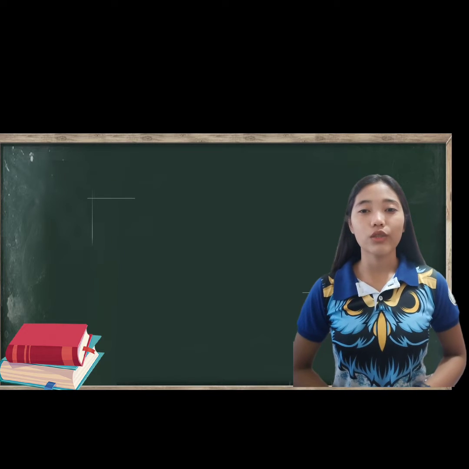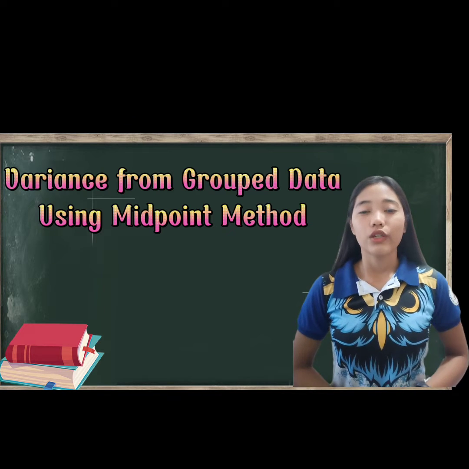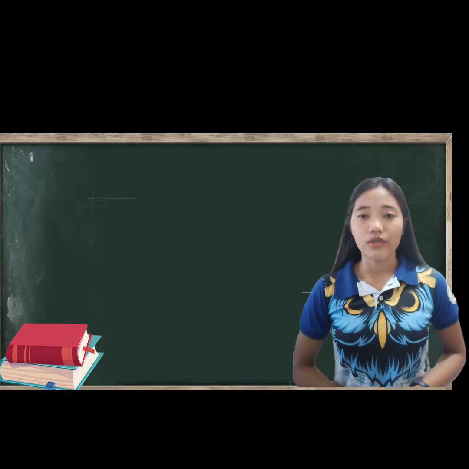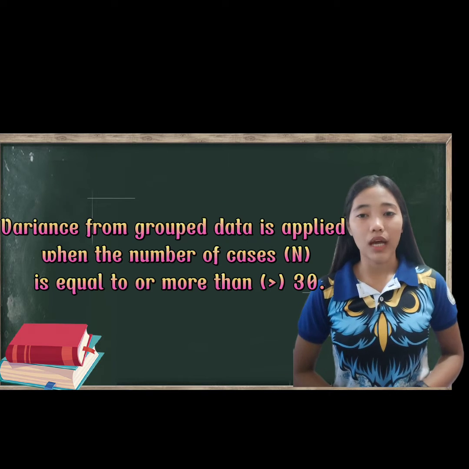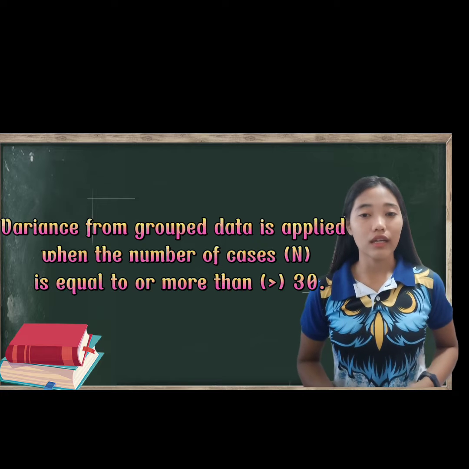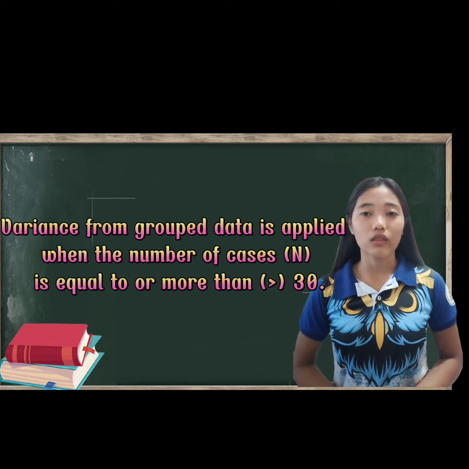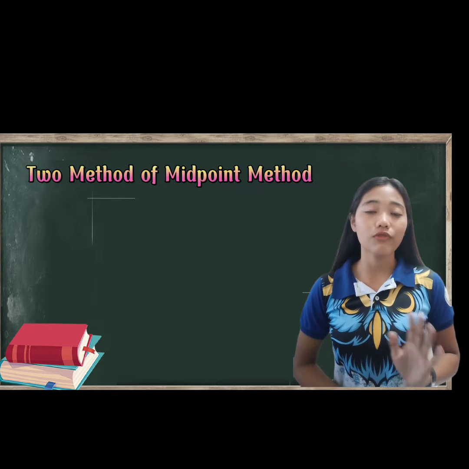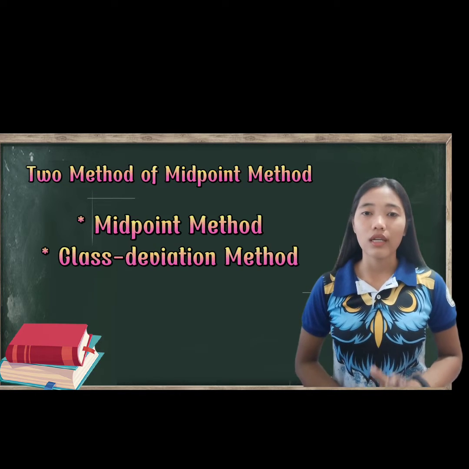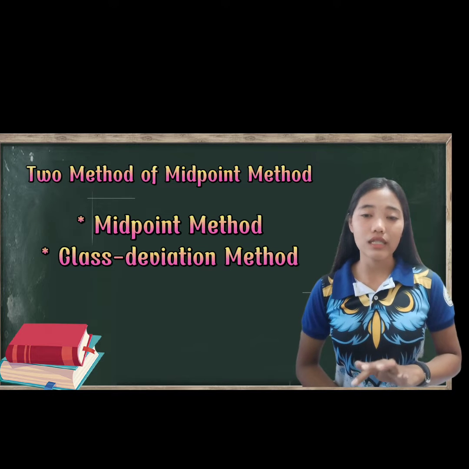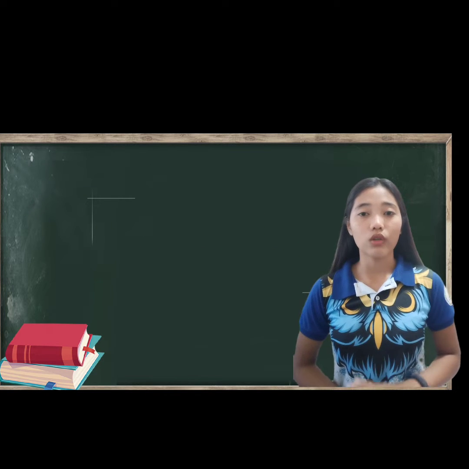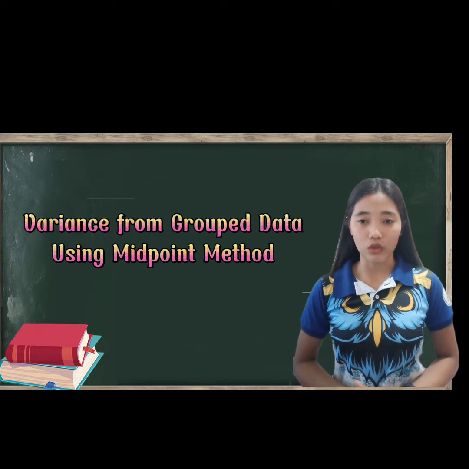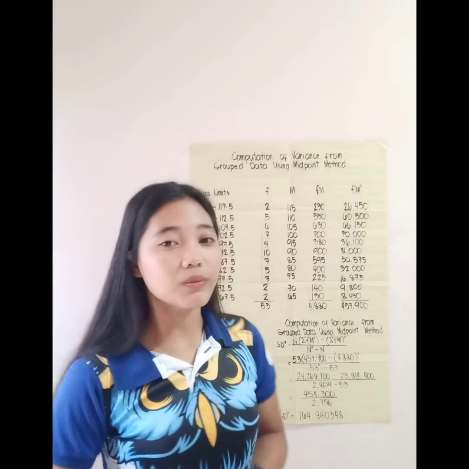Our next discussion will be the variance from grouped data using the midpoint method. Variance from grouped data is applied when the number of cases, or N, is equal to or more than 30. There are two methods of getting variance from grouped data in the form of a frequency distribution: the midpoint method and the class deviation method. I will only discuss the midpoint method.